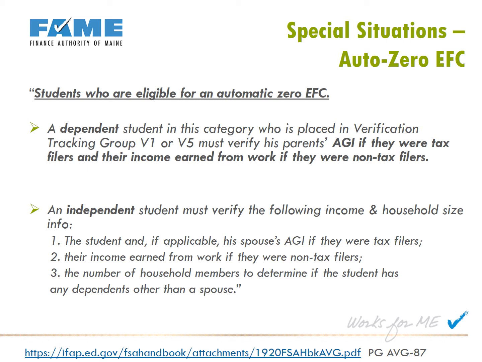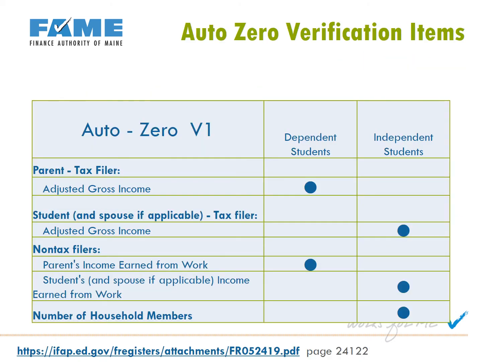If you're an independent student, the student must verify, again, their income. So either their adjusted gross income if they're tax filers, or income earned from work if they were non-tax filers, if they had any. And they also have to verify the number of members in the household just to determine if they have any dependents other than that spouse, to make sure that they really did qualify for that Auto Zero EFC. So that's it. Again, this is our most vulnerable population. This verification process and FAFSA experience was designed to be easier so we don't lose any of these students.